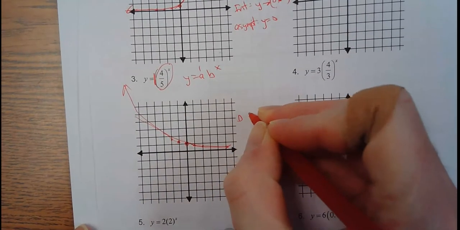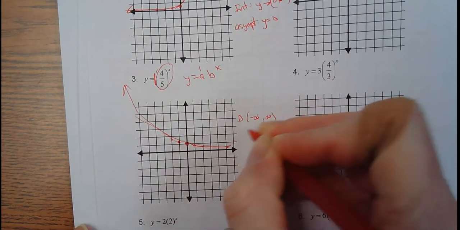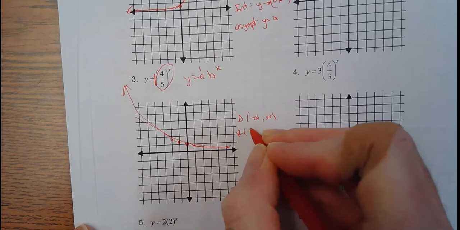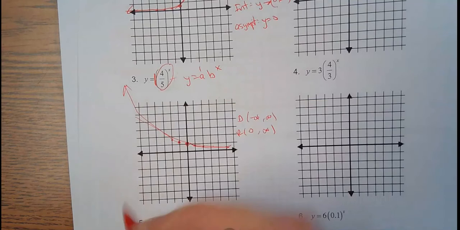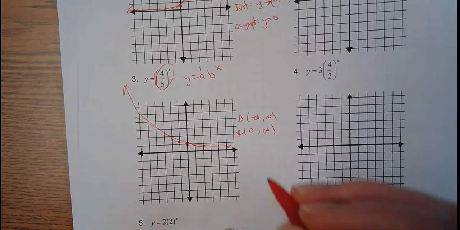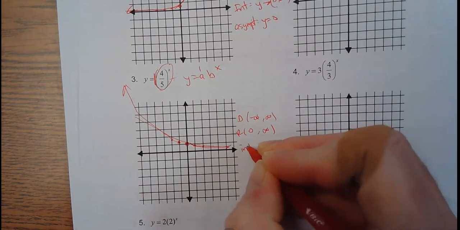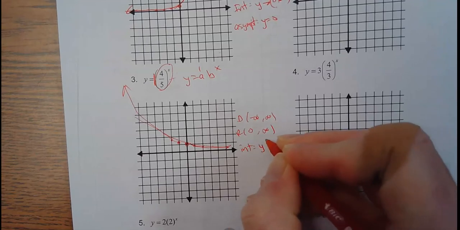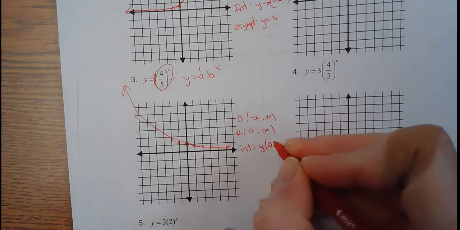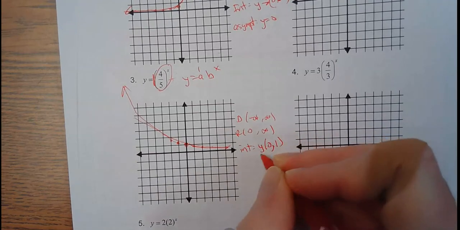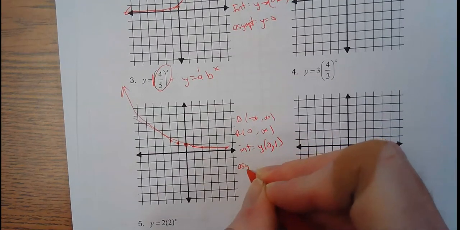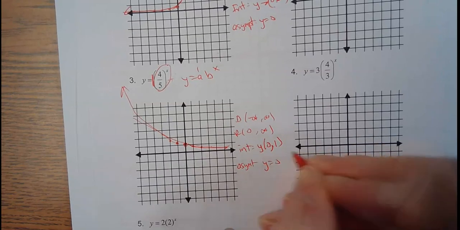So domain, -infinity to infinity, range, again 0 to infinity. There was no number on the end, no plus 2 or -1 that shifted it up and down. Intercept on this one, there was a y-intercept at (0, 1). And then the asymptote, again, y equals 0.